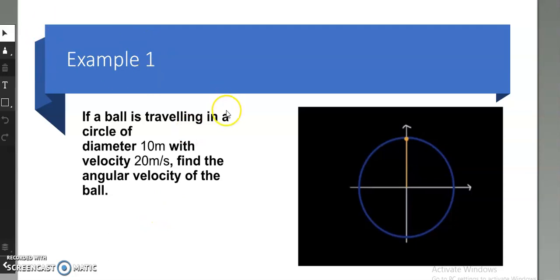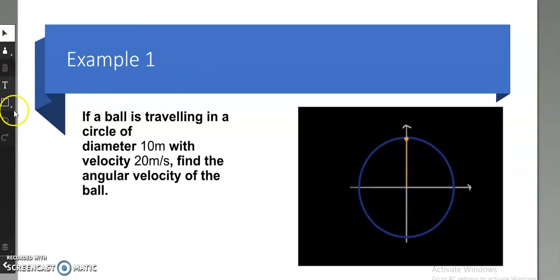All right, so our first example says, if a ball is traveling in a circle of diameter 10 meters with a velocity of 20 meters per second, find the angular velocity of the ball. So here, this is a pretty good depiction of a circle, and pretend this is a ball moving in this circular path. The diameter of my circle, from one end to the other, is 10 meters. I want to find out what the velocity is.